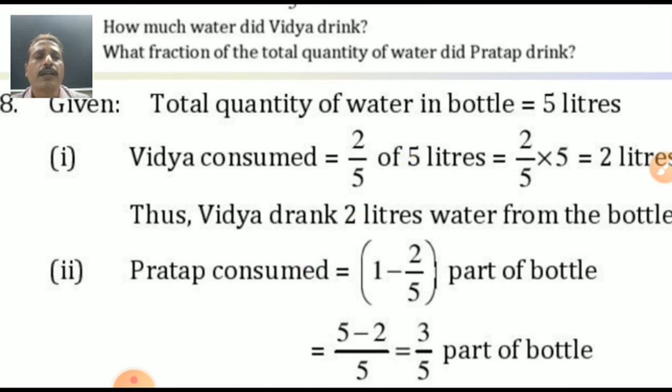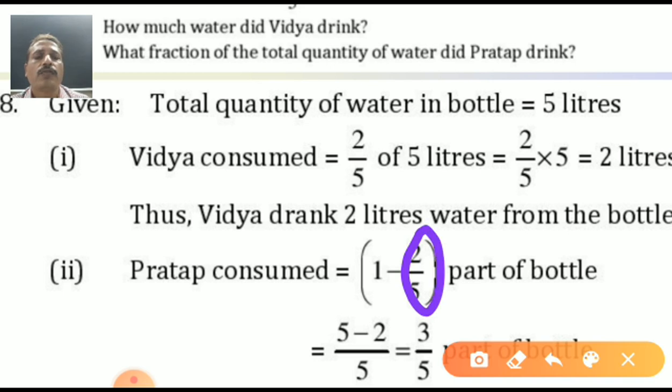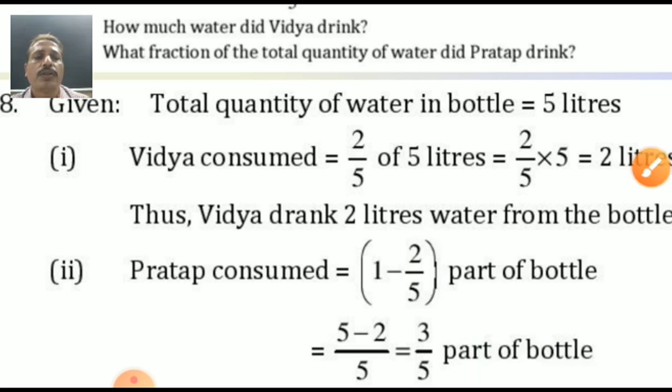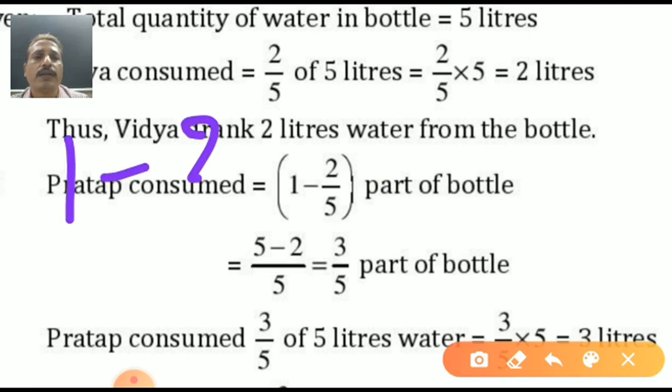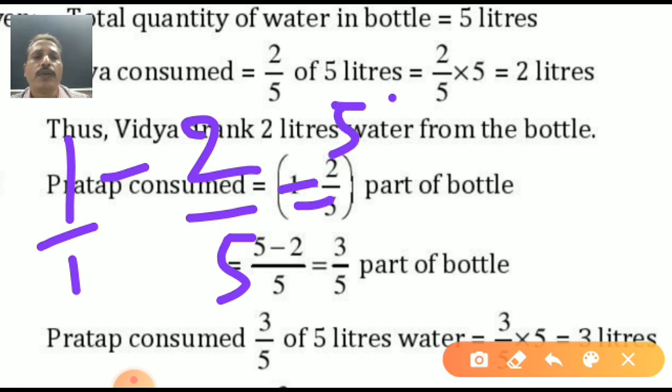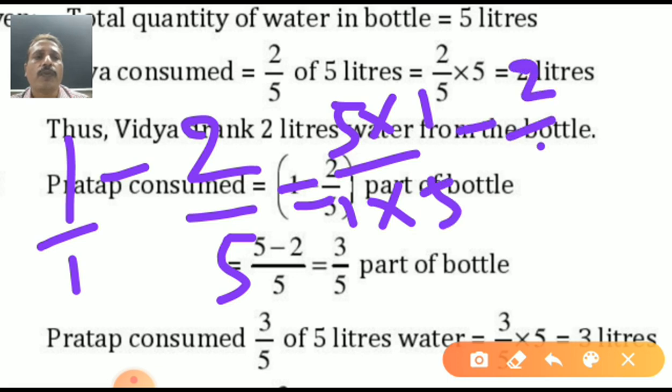Or you can take the whole part, that is 1, minus 2/5, because 2/5 was drunk by Vidya. So Pratap consumed this much. Yes, how to simplify this one? Very simple. Make it LCM. So we can write 5 into 1 upon 1 into 5, minus 2/5. Yes, student? Very good. 5/5 minus 2/5.